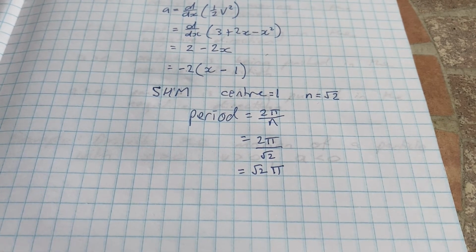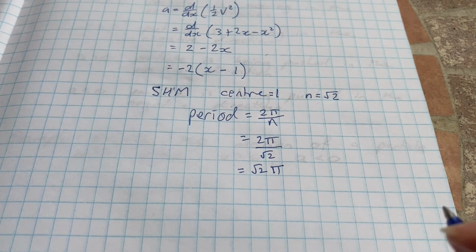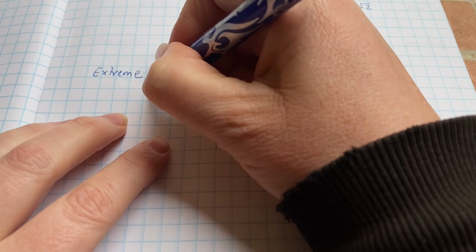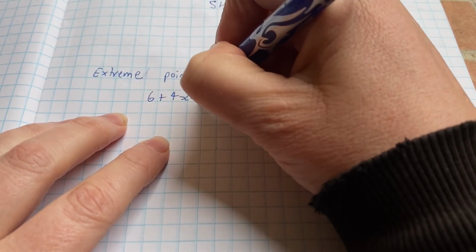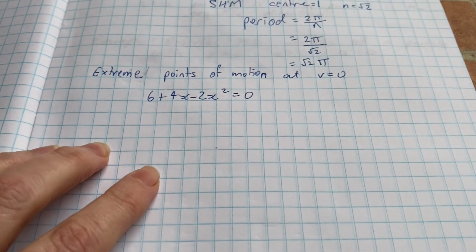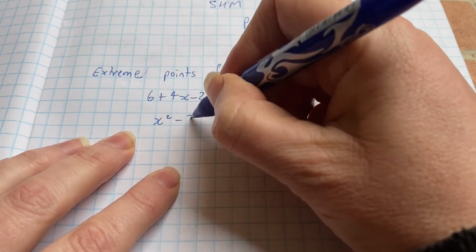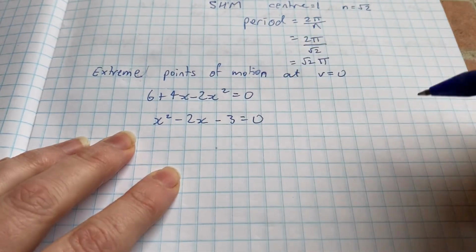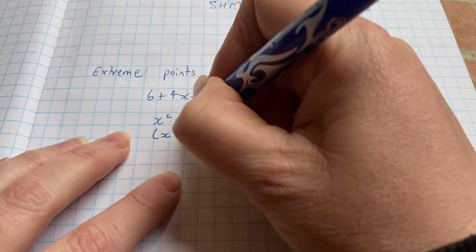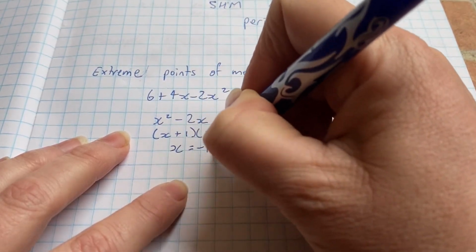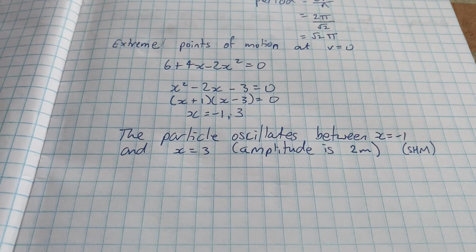We can also remember that the end points of the motion are when v equals 0. So in order to describe that motion properly, we do need to find those. So that's when 6 plus 4x minus 2x squared equals 0. I'm just going to divide everything by negative 2 and write the x squared first. So x squared minus 2x minus 3 equals 0. And that factorizes really nicely as x plus 1, x minus 3. So x equals negative 1, 3. So the particle oscillates between x equals negative 1 and x equals 3. So the amplitude of that motion is also 2 meters.